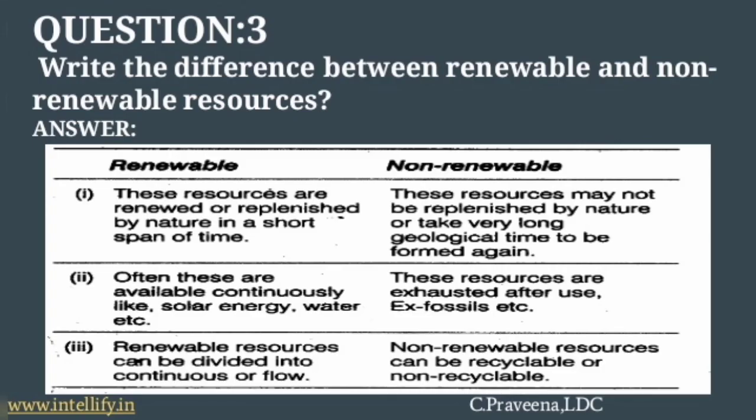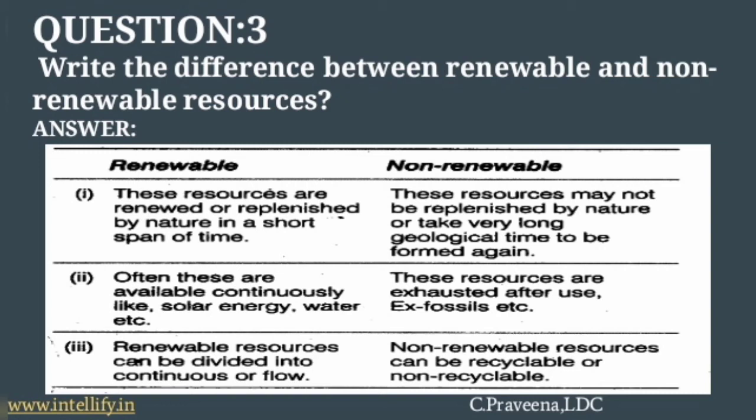Now, third question is, write the difference between renewable and non-renewable resources. Renewable resources are renewed or replenished by nature in a short span of time. But non-renewable resources may not be replenished by nature or take a very long geological time to be formed again. Renewable resources are often available continuously, like solar energy and water. But non-renewable resources are exhausted after use, for example fossil fuels.